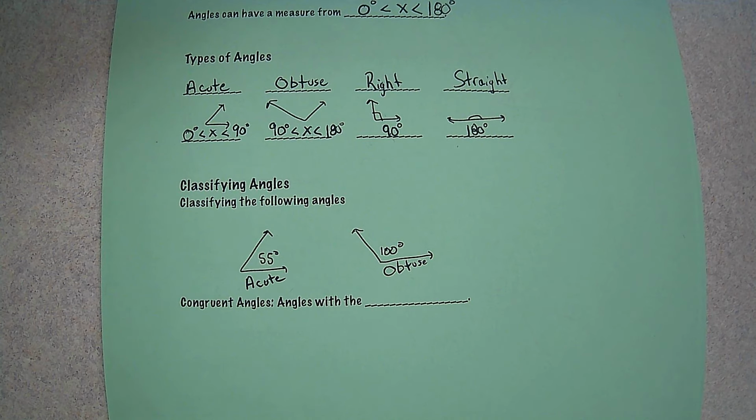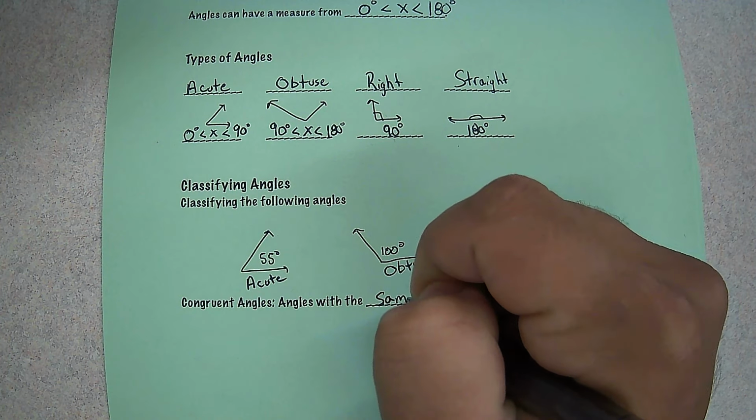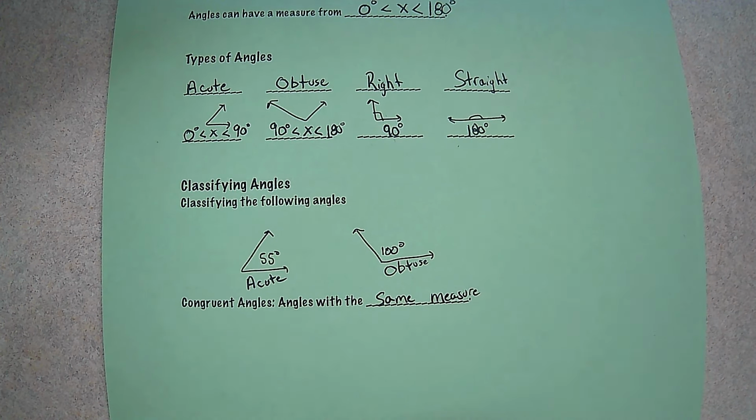Another thing that we might talk about is congruent angles. Congruent angles just mean that they have the same measure, or the same angle measure. Remember, congruent means almost like equal. So if they are equal or congruent, that means they have the same angle measure. Congruent meaning equal.